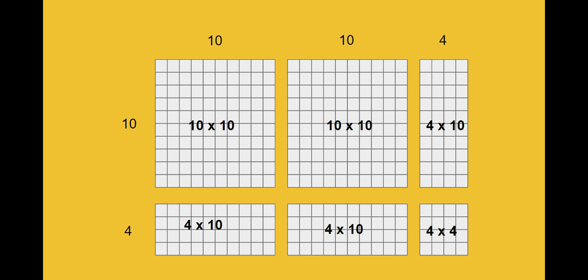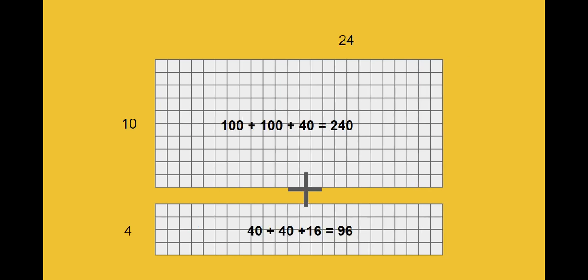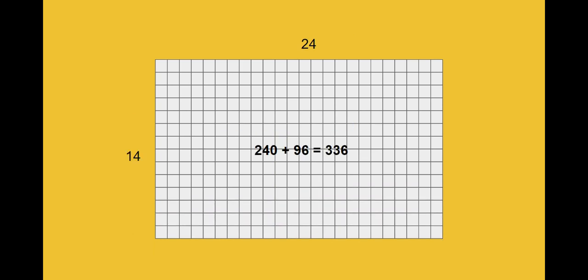Combined, that would make 14. But what I'm able to do is now make simpler equations out of these products. So I have 10 times 10. I can do that. I have 4 times 10. I can do that. And I have 4 times 4. I can do that. So once I multiply those out, I get my partial products. All I need to do now is combine those together, and I will find out what the total product is for 24 times 14.